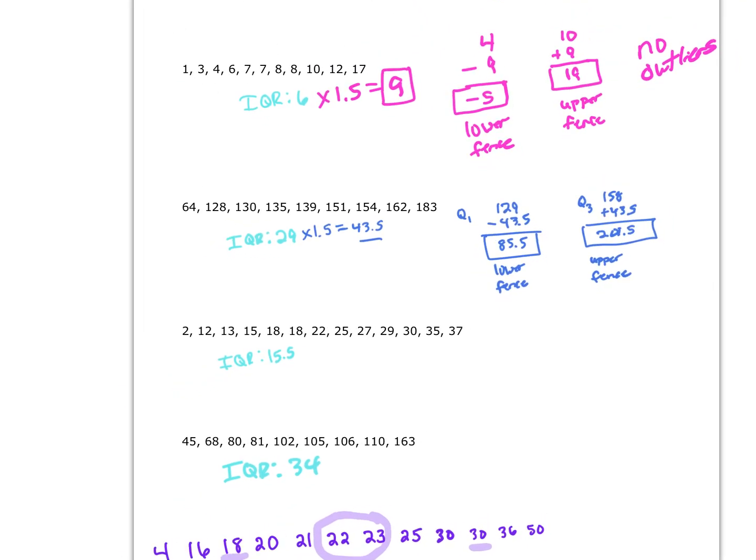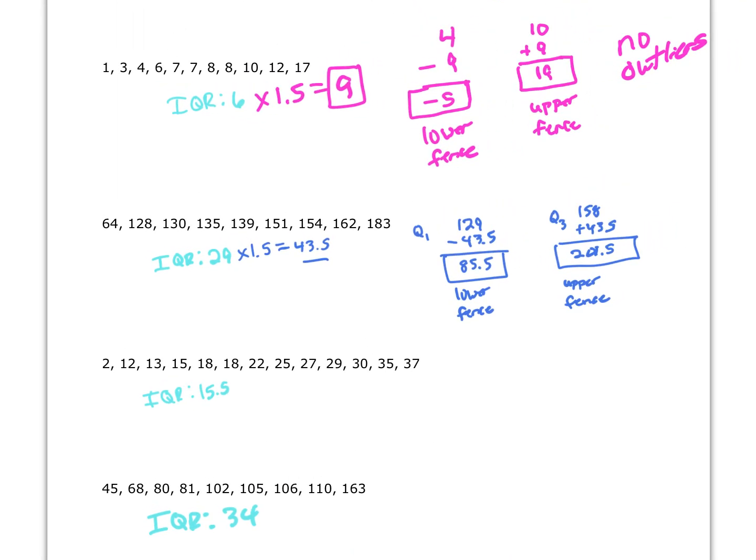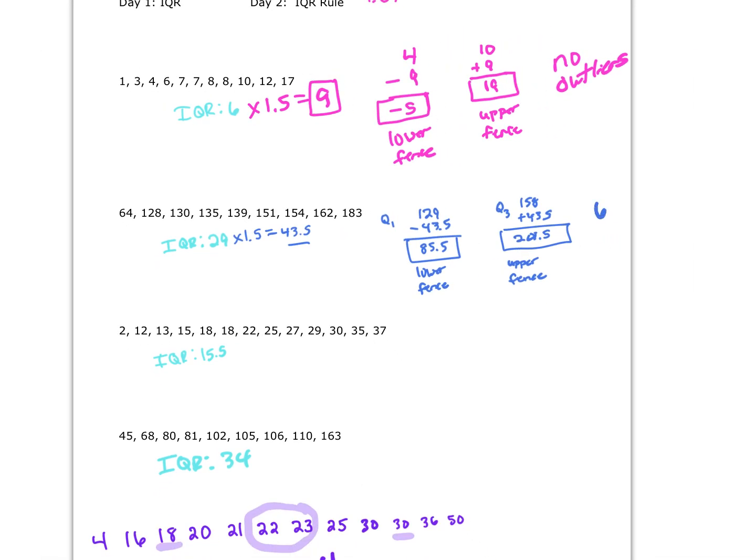And so what do we find here? Those are our limits. We can't go any lower than 85.5. We can't go any higher than 201.5. Do we have an outlier? Yeah, 64. Yes, we do. 64 could be considered an outlier based on this rule.